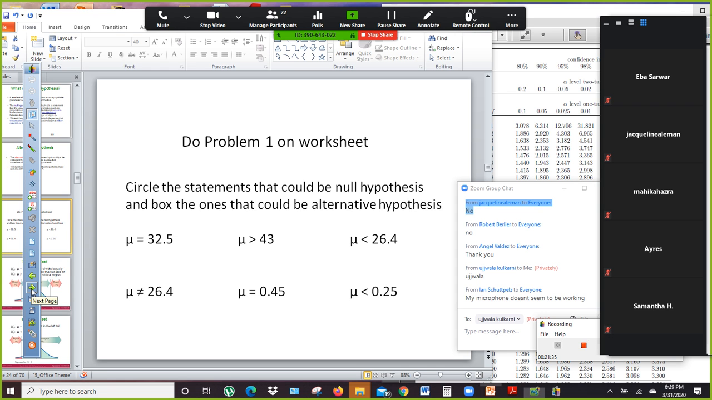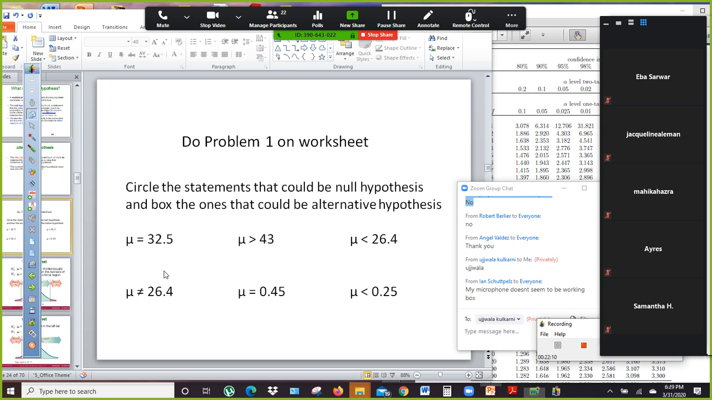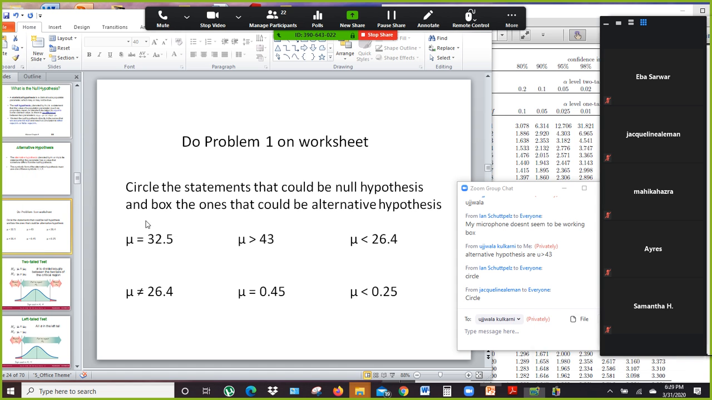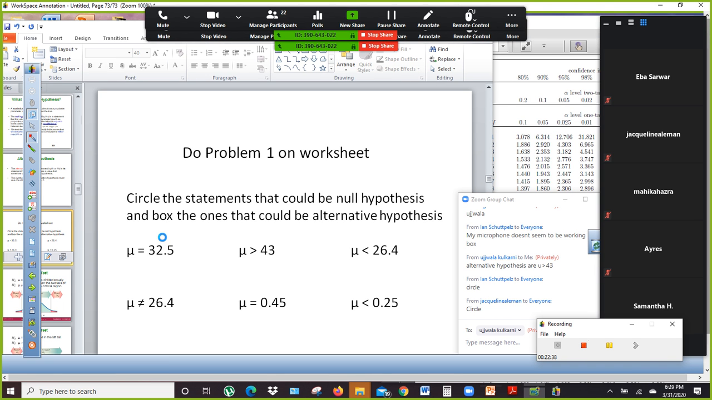All right, let's take a look at these. Ian, do you want to type in your answer to the first one in the chat, whether you circled or boxed it? If it's null, should it be equal to, or something else that is greater than, less than, or the other? Null is always, always, always what, guys? Equal. So this is an equal, so this should be a circle. Good.